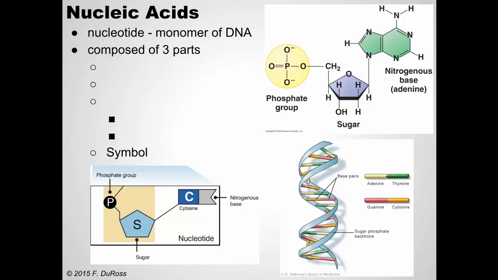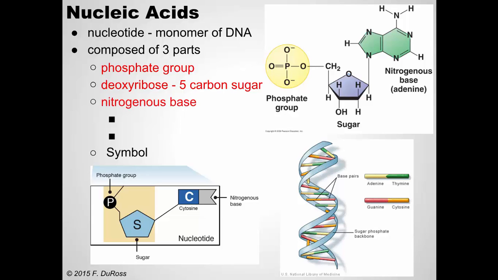The 3 parts are the phosphate group, this PO4. It's often drawn as a circle. Down here in this model, it's a circle. There's a sugar, which in DNA is deoxyribose. It's a 5-carbon sugar. That's why it's usually drawn as a pentagon. And then attached to it is what we call a nitrogenous base. This nitrogenous base is what varies from one nucleotide to another.